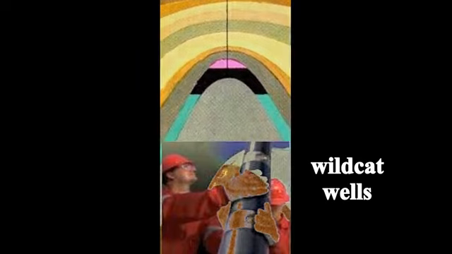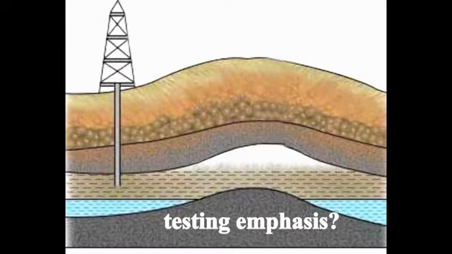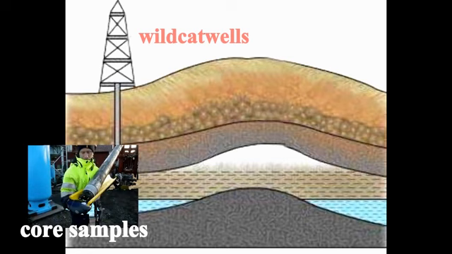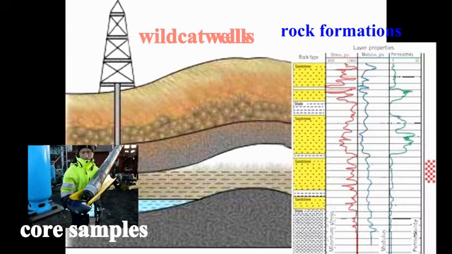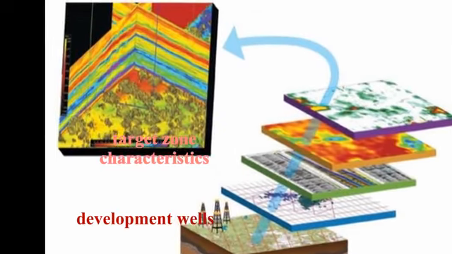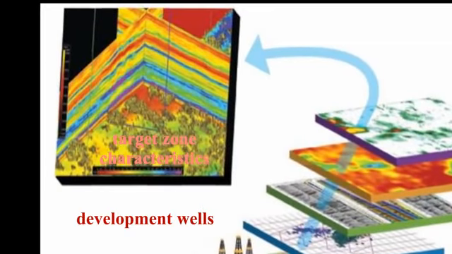Let me point out here that because very little data is available in wildcat wells, the testing emphasis for them is somewhat different than for development wells. For example, in wildcat wells, more core samples are collected to help identify rock formation, while in development wells, more drill stem tests help identify the various target zones and their characteristics.